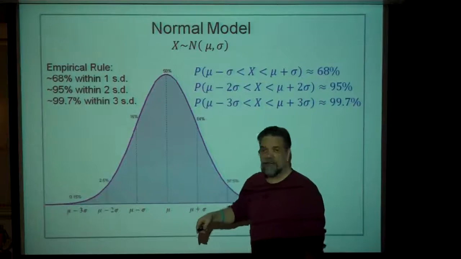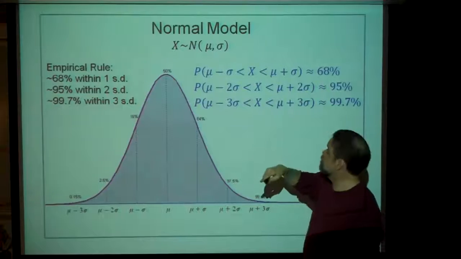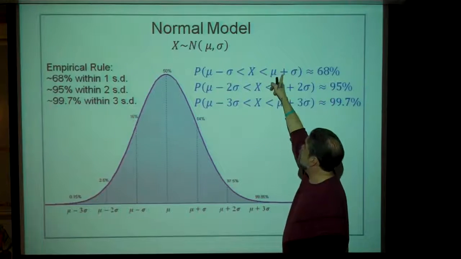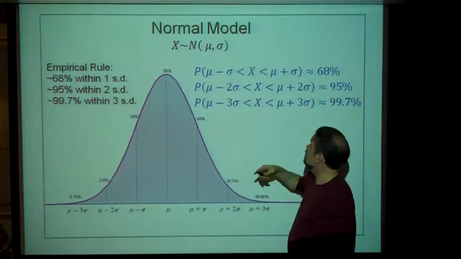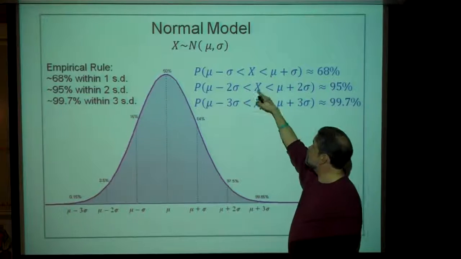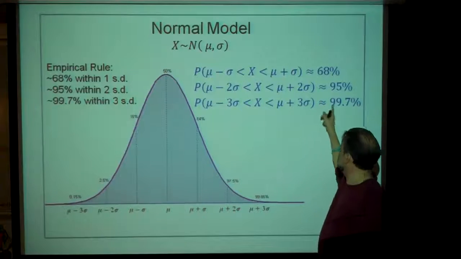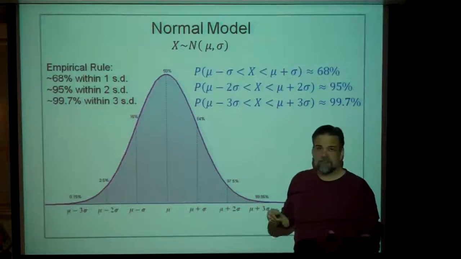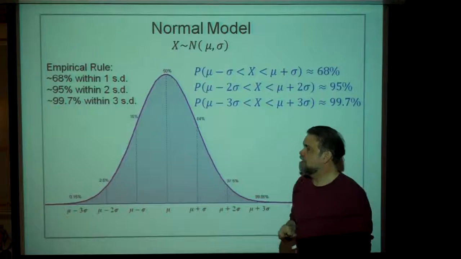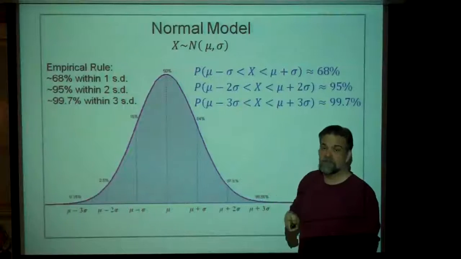Here's our normal curve, and if you remember the empirical rule, it also works with random variables, and what that means is the probability that x is between mu minus sigma and mu plus sigma, that is, within one sigma of your mean, is going to be about 68%. The probability that x is within two standard deviations of your mean is 95%. And the probability that x is within three standard deviations of the mean is 99.7%. It's the exact same rule as we had before. The only thing that's different is our language is slightly different. We're not saying 95% of the data fall within this. We're saying the probability of my random variable being there is 95%. Okay?